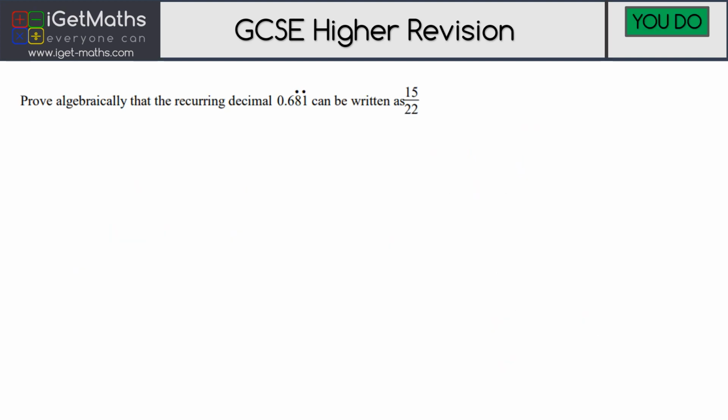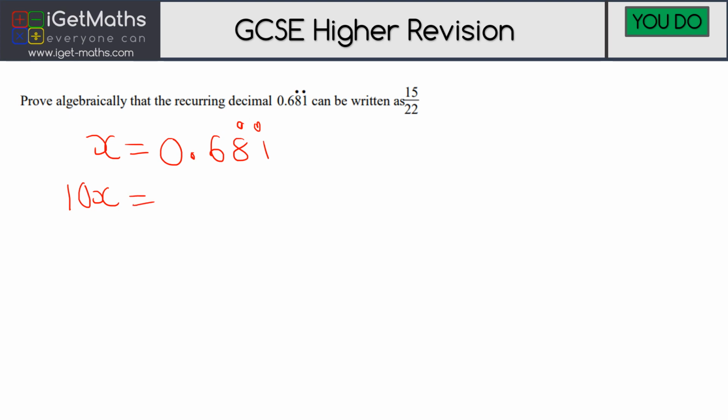Okay, pause the video and have a go at this question. So, prove algebraically that the recurring decimal 0.681 recurring can be written as 15 over 22. So step 1, we're going to write this as x value, which equals 0.681 recurring. And then we're going to multiply this by the powers of 10. So we'll do a 10x.